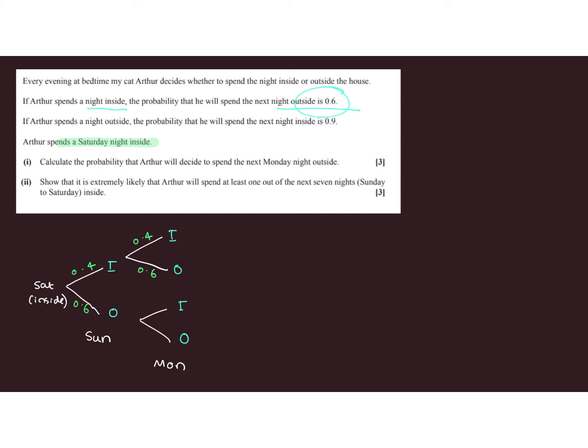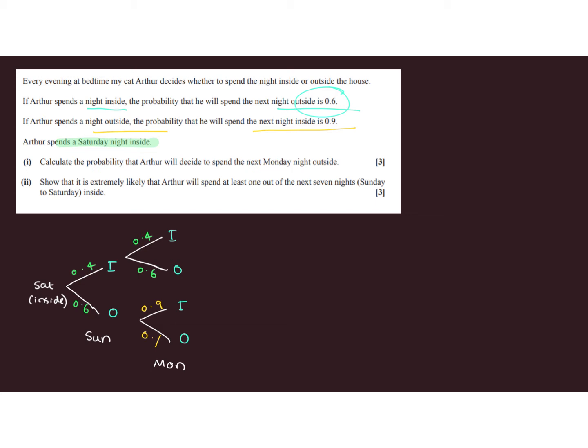Now, if Arthur spends a night outside, then the probability that he will spend the next night inside is 0.9. So Saturday was spent inside. Let's follow the branch for Sunday being outside. So this probability here is going to be 0.9 and this one is going to be 0.1.